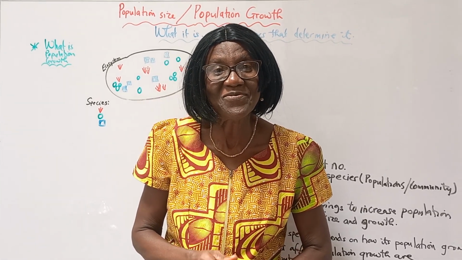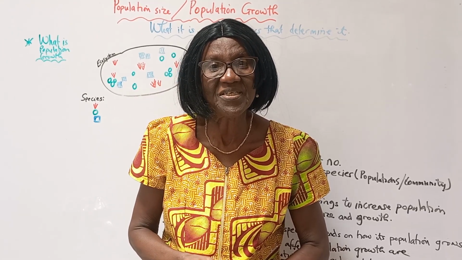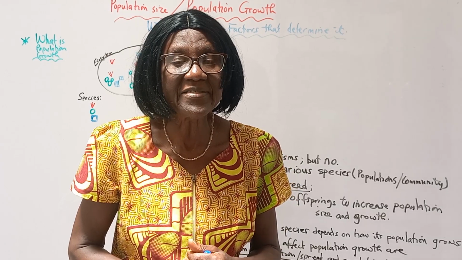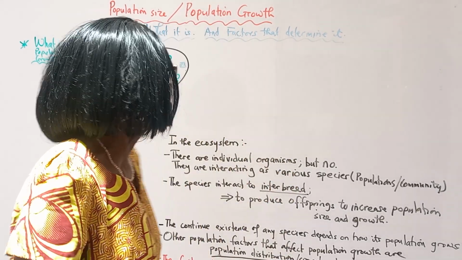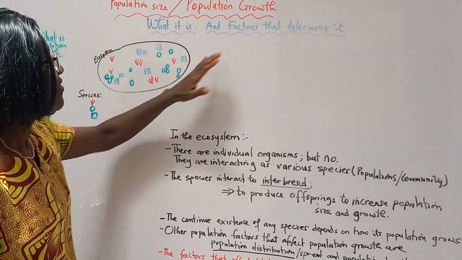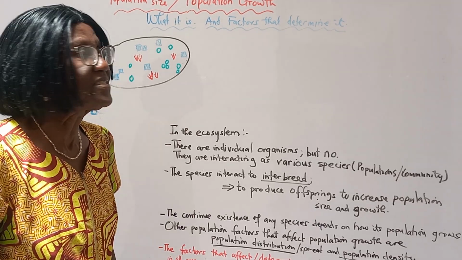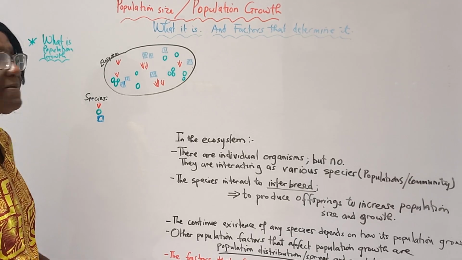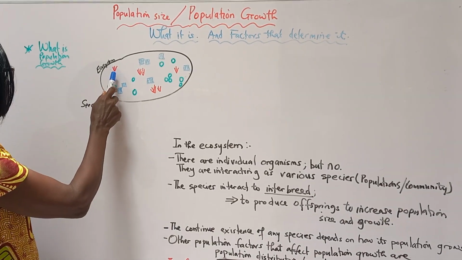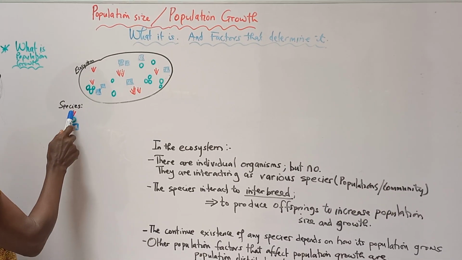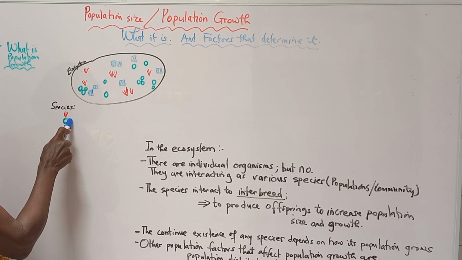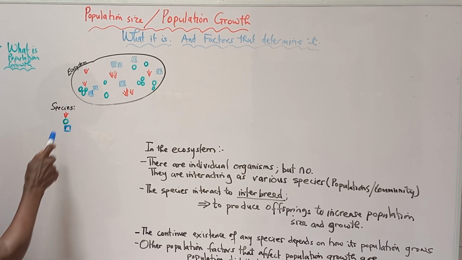In this lesson, we are introducing population size or population growth. And we will first of all look at what is population growth and then the factors that determine it. I have here a diagram of an ecosystem. I have these individuals, and this one forms a species. This one forms another species. This one forms another species.